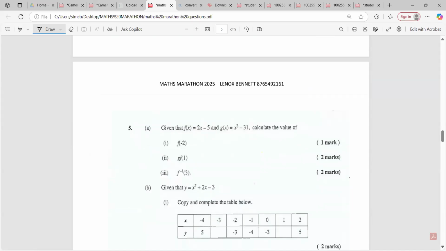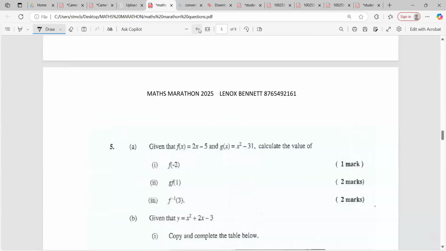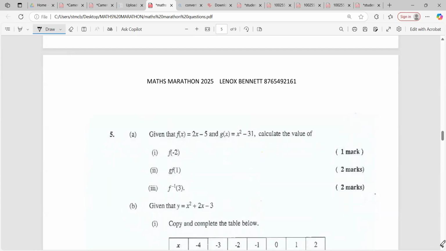All right, this one is a function question. It's given that f of x is equal to 2x minus 5. Let me enlarge it, guys. And g of x is x squared minus 31. Calculate the value of f negative 2, gf as the composite, and then the inverse. I think when we're doing functions, I did this in class, but do it the same way, guys.